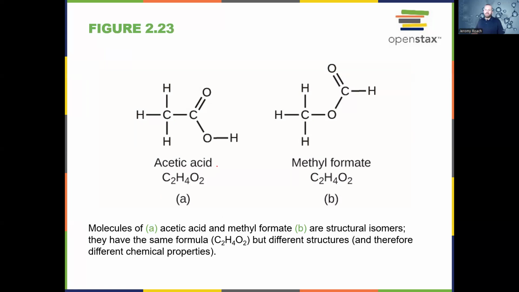So here's acetic acid, and here's methylformate. These are structural isomers. They have the same number and type of atoms, but they're arranged differently. And so this makes these two compounds have different behaviors and different functions.